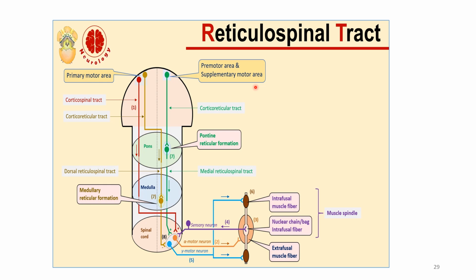So in this figure, you can see the reticulospinal tract, that is the pontine reticulospinal tract and medullary reticulospinal tract. These are stimulated from the cortex. So from the premotor and supplementary motor area, the corticoreticular tract will be arising and it will stimulate the pontine reticular formation and it will stimulate the alpha and gamma motor neurons. And from the primary motor area, after crossing, it will stimulate the medullary reticular formation. It will also stimulate the alpha and gamma motor neurons. And these alpha and gamma motor neurons can be directly stimulated from the corticospinal tract. This is the red one. This is the muscle spindle, which is having intrafusal and extrafusal muscle fibers.